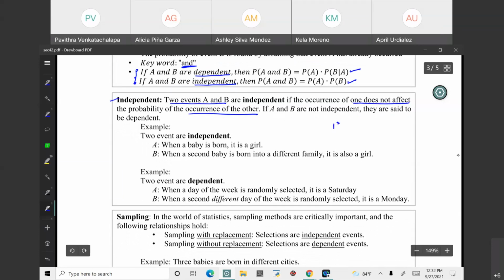So for this example, there are two families. In the first family, the baby which is born is a girl, and in the second family, the second baby born is also a girl. Now, what if the baby born in the first family is a boy? Is it affecting anything, or is there any way this could change? No, right? It cannot change. There is no effect of event A. So these events are called independent.